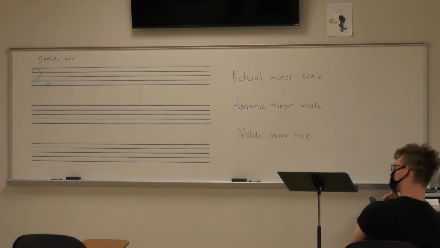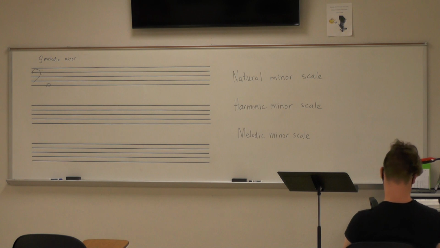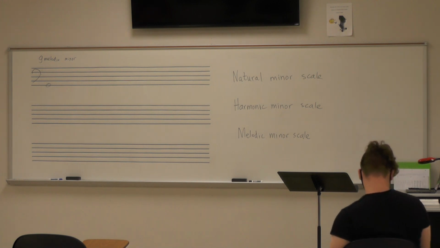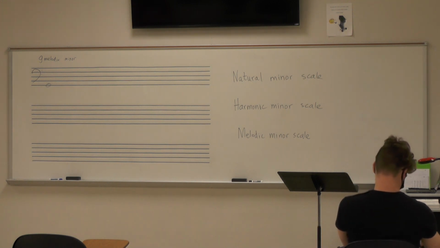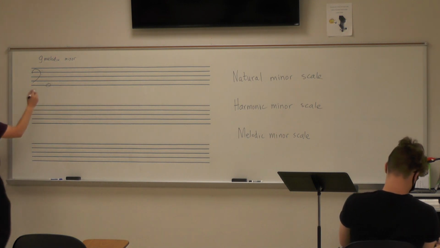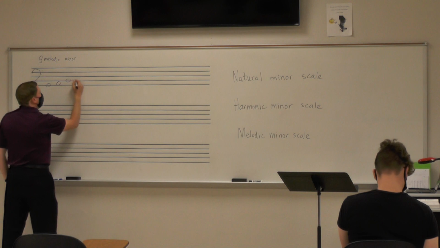By the way, whenever you have homework or quizzes or tests that ask you to spell a melodic minor scale, your final answer is going to have to be both an ascending scale and a descending scale, because it's different. But whenever I ask you to spell a harmonic or a natural minor scale, you only have to write one up. Well, let's just start with the ascending version first.